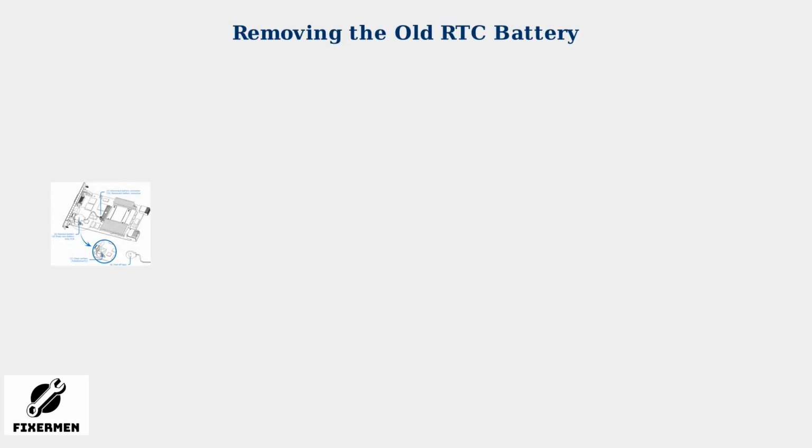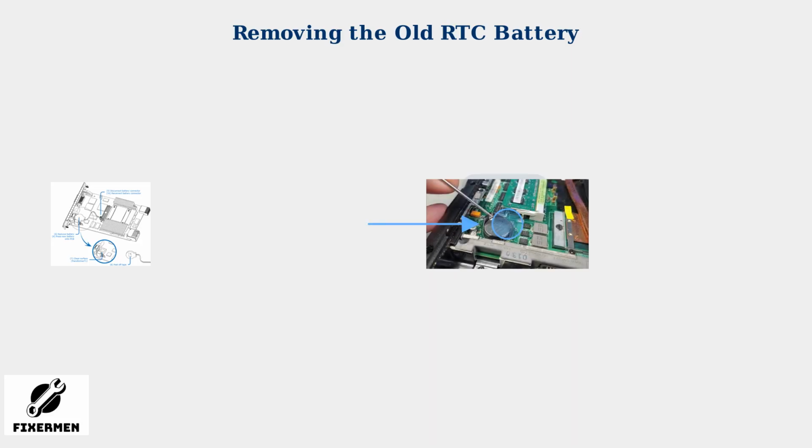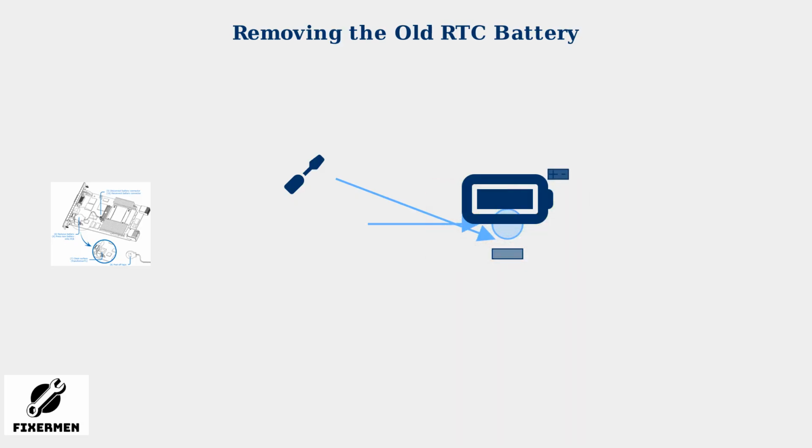Now we'll remove the old RTC battery. Using a small screwdriver or plastic tool, carefully release the clip or mechanism holding the battery in place. Here you can see the RTC battery in place on the motherboard. Take note of the battery's orientation, the positive and negative sides, before removing it. Gently remove the old battery, ensuring you note its orientation for proper replacement. Dispose of the old battery properly according to local regulations for electronic waste.